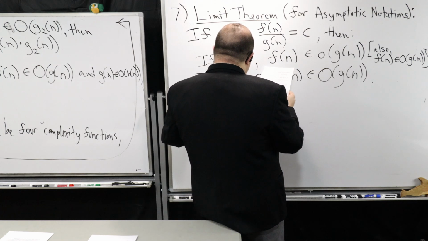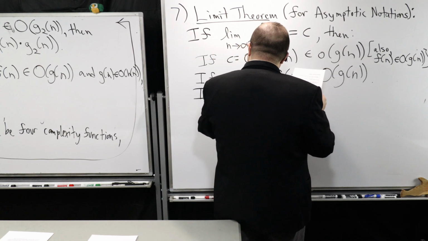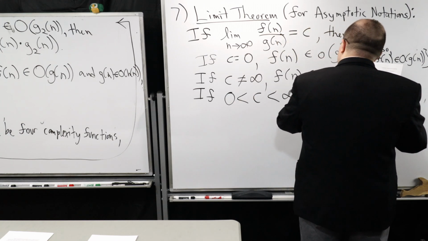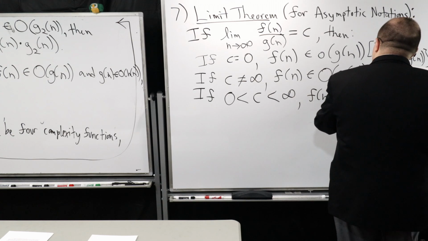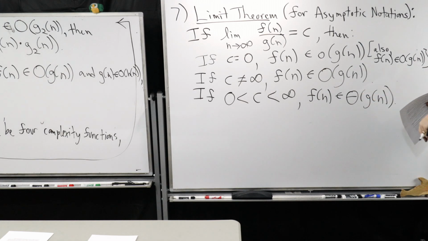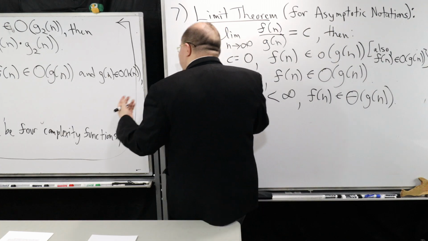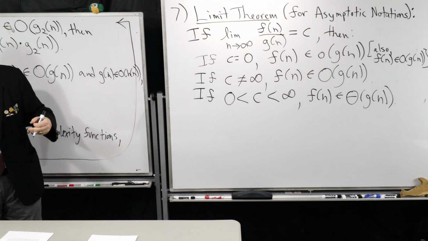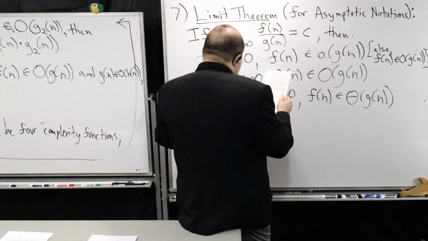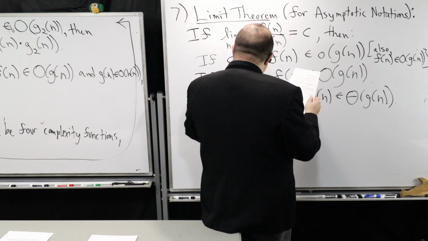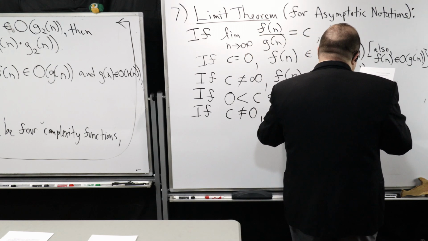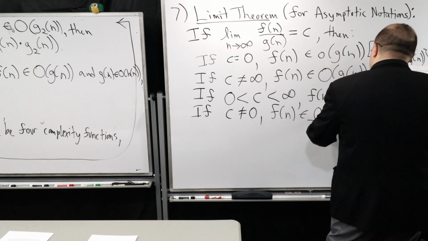If you get something that's sandwiched in between, so for example, some value between 0 and infinity, then you could say f is big theta of g. This is the kind of sweet spot. And then you're naturally going to see that the last two involve, sorry, not big theta, big omega. So if c is not equal to 0, then I could tell you that f is big omega of g.